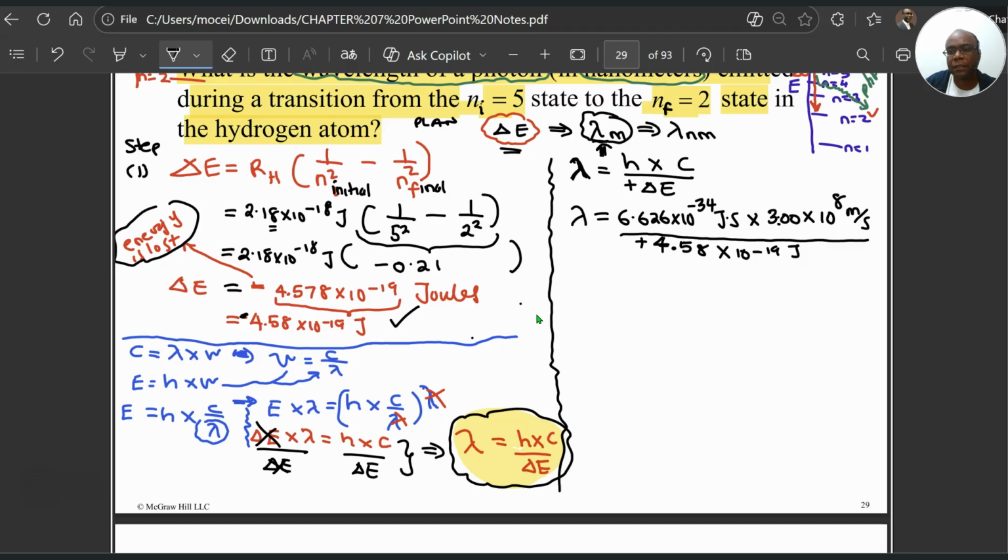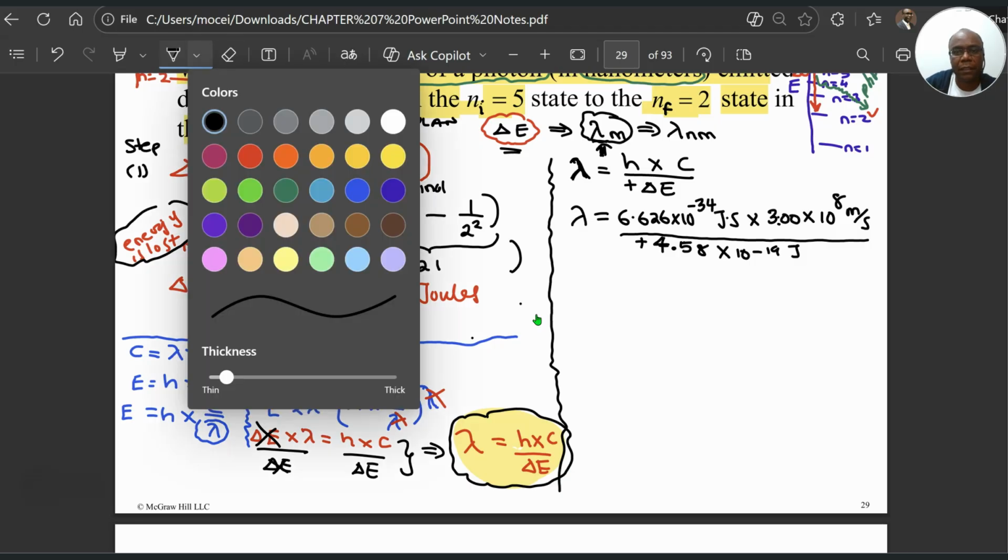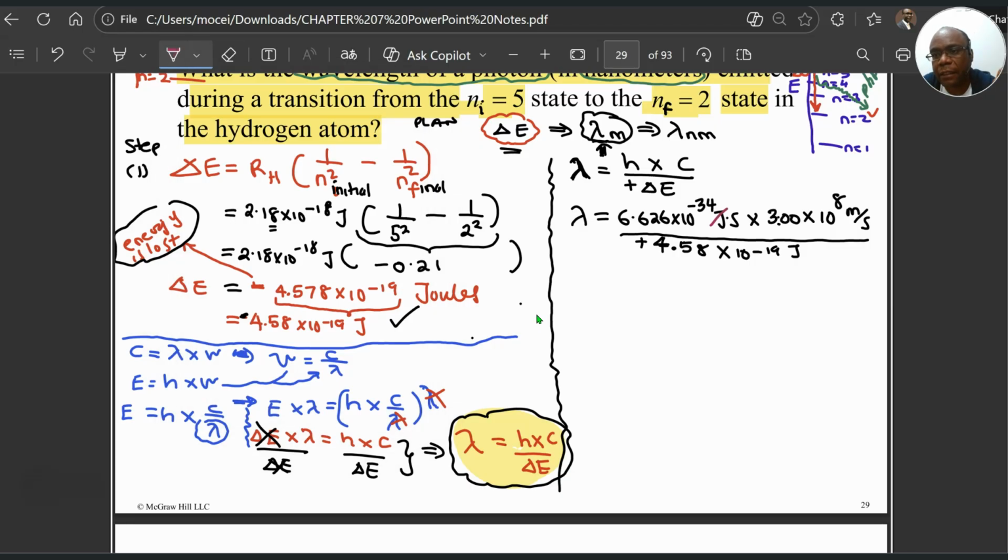So what is left now is to punch in the numbers. But before we do that, the SI units: joules and joules will cancel, seconds and seconds will cancel. We are left with meters. Our wavelength will have some answer here in meters. It's a length, so we have to give it in meters.